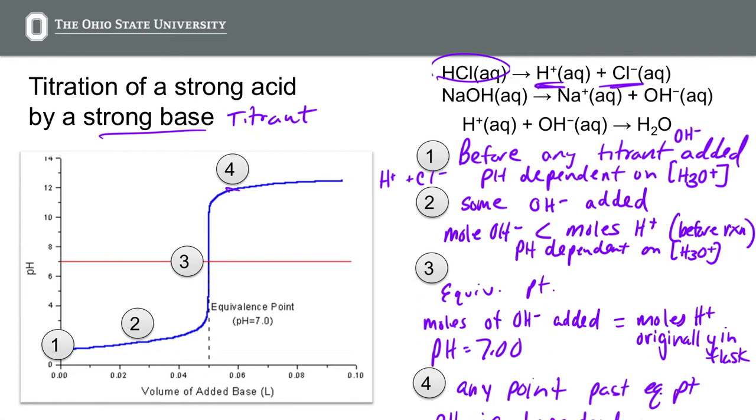Okay. All of our hydroxide has completely reacted with H3O plus. There's no H3O plus in solution. Once we're past that equivalence point, we keep adding OH minus. That species is going to dominate the pH. So pH is going to be dependent on hydroxide concentration. Okay? Make sense? Okay.